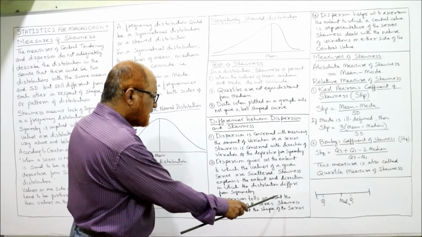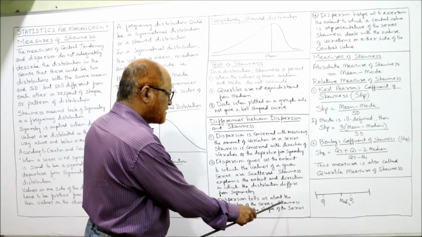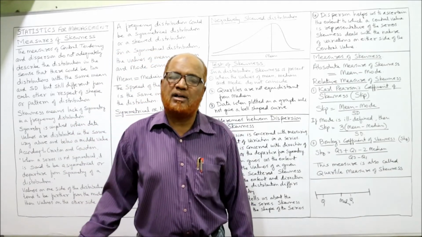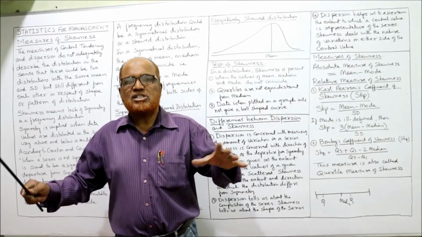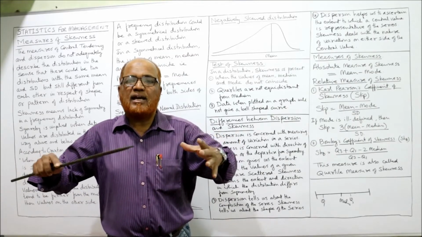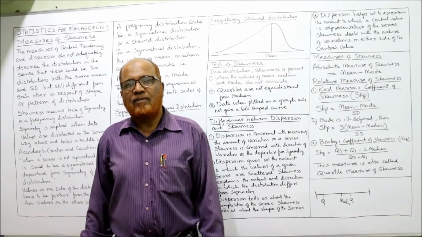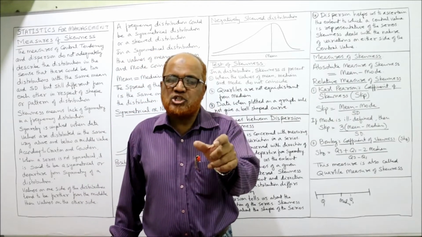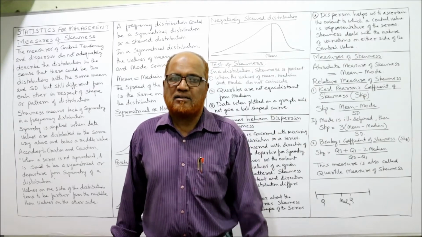Thirdly, dispersion tells us about the composition of the series. Skewness tells us about the shape of the series. Very important difference. Dispersion will explain how the values are deviated from the central value, whereas skewness will study the shape, whether it is bell-shaped or skewed on one side.